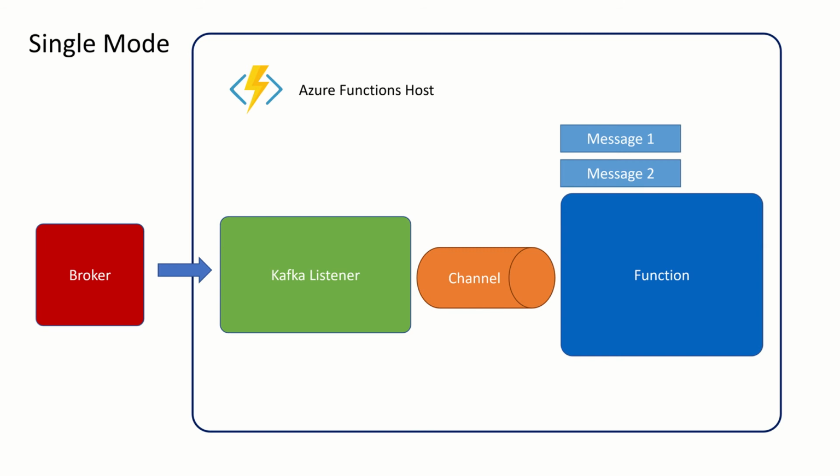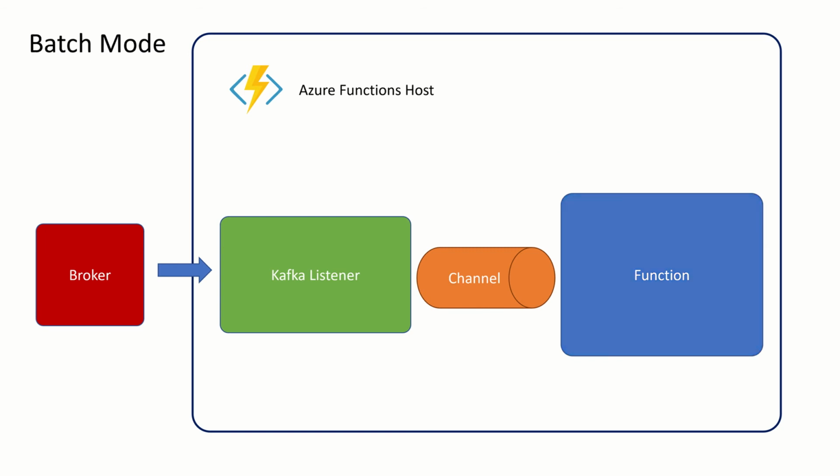Then what is the batch mode? For the batch mode, the broker has stored a bunch of messages as well. The Kafka listener reads the messages the same as in single mode, but the only difference is that if you choose the batch mode, the messages are sent to the function at the same time. Then the function executes only one time because this is passed as an array. That is the batch mode.